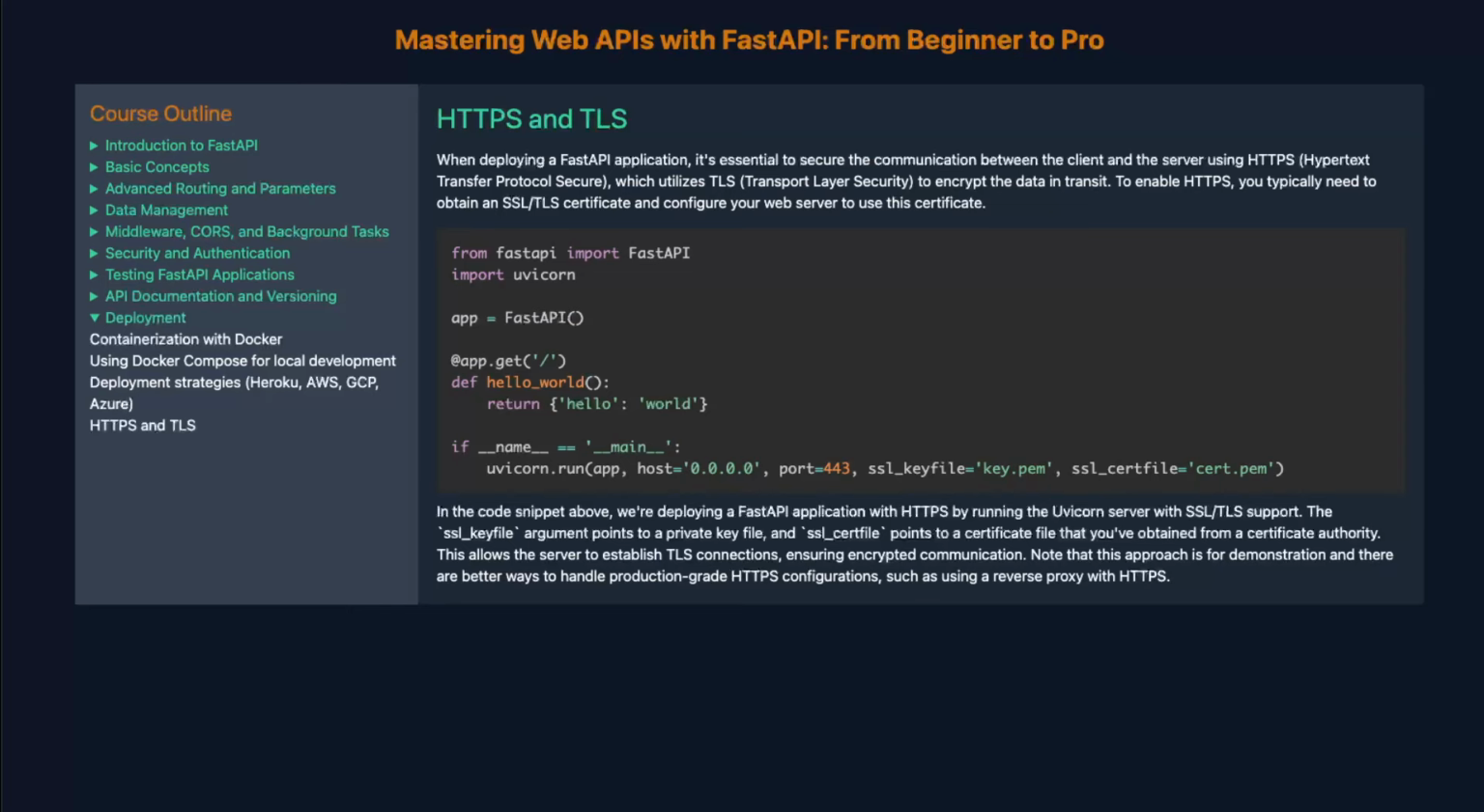The ssl-keyfile argument points to a private key file, and ssl-certfile points to a certificate file that you've obtained from a certificate authority. This allows the server to establish TLS connections, ensuring encrypted communication. Note that this approach is for demonstration, and there are better ways to handle production-grade HTTPS configurations, such as using a reverse proxy with HTTPS.